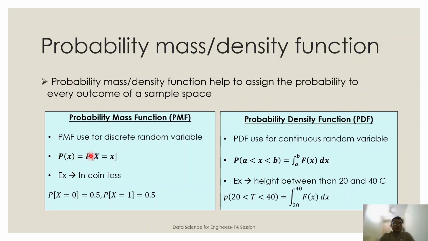So probability of this particular X, capital X, generally we write, is equal to this particular outcome is going to happen. So X in a coin toss means what is the probability of getting head or tail.